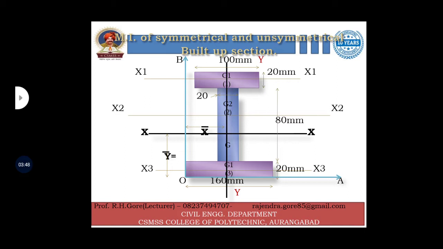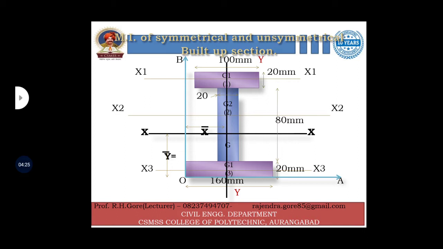XX and YY axis is passing through CG of I sections, and x1 axis is passing through the rectangle 1, x2 axis is passing through CG of rectangle 2, x3 axis is passing through CG of rectangle 3. The CG of rectangle 1, 2 and 3 is denoted by G1, G2 and G3 respectively, and CG of unequal I section is denoted by capital G.